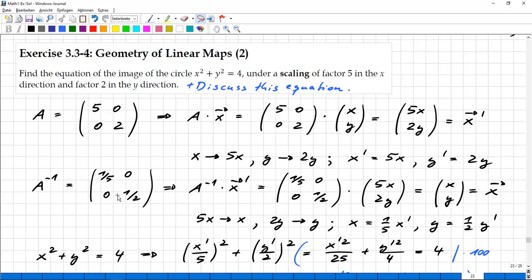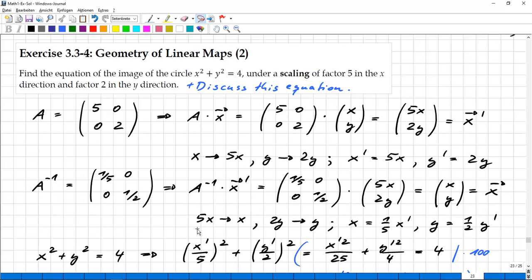So that's quite obvious. So let's just do it. Let's apply this inverse matrix to the image coordinates, to an image vector. And of course, what we get is this one here times our image vector (5x, 2y). And so we get 1/5 times 5x, which is x again, and 1/2 times 2y, which is y again. So we get our pre-image vector.